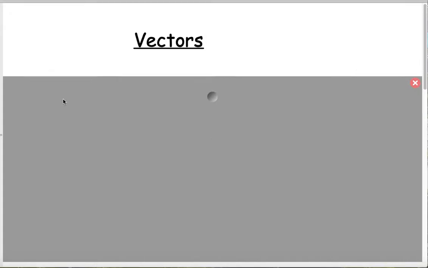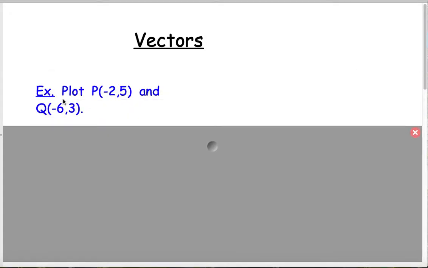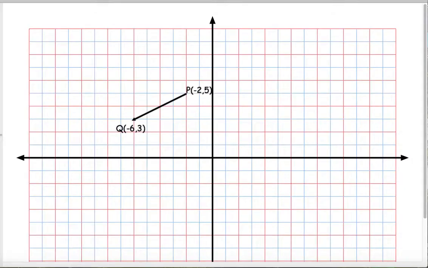Today we're going to introduce vectors, and we'll start with vectors in 2 dimensions. So what if I ask you to plot the point P, which is at -2, 5, and Q is at -6, 3. You might want to go ahead and plot those points, or you can look on the next page. And I've got them plotted for you already.